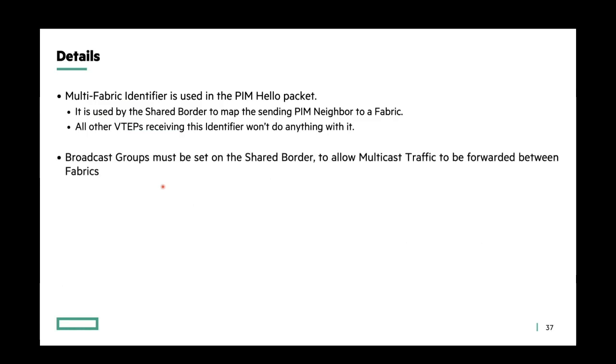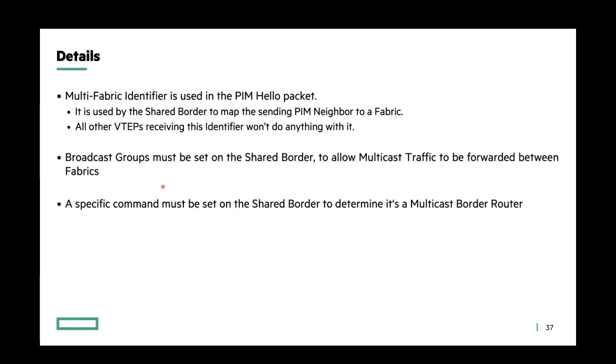Secondly, as we already mentioned earlier, the layer 3 multicast traffic forwarding relies on the concept of broadcast groups. Those groups have to be configured at the shared border level in order for the multicast traffic to be forwarded between the fabrics. Next, also mentioned, a simple command has to be put on the shared border to declare it as a multicast border router. Doing that, it will automatically take care of the MFID, the multicast fabric ID, brought in the PIM hello packet.